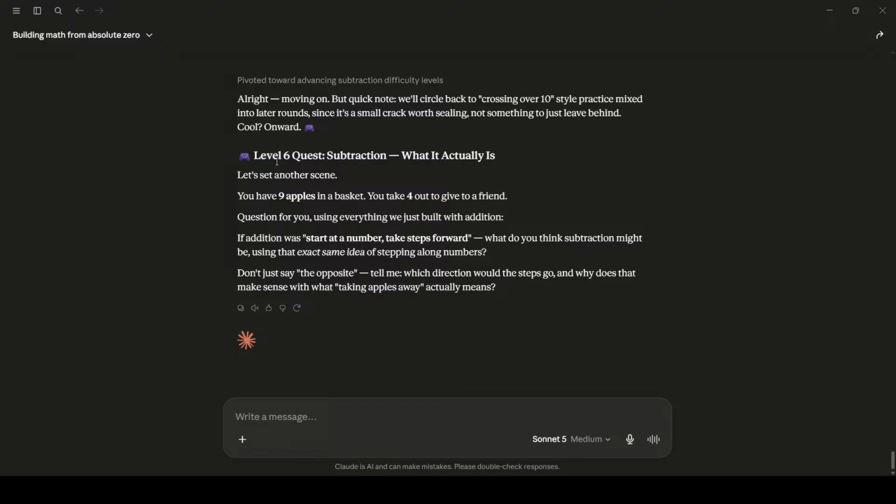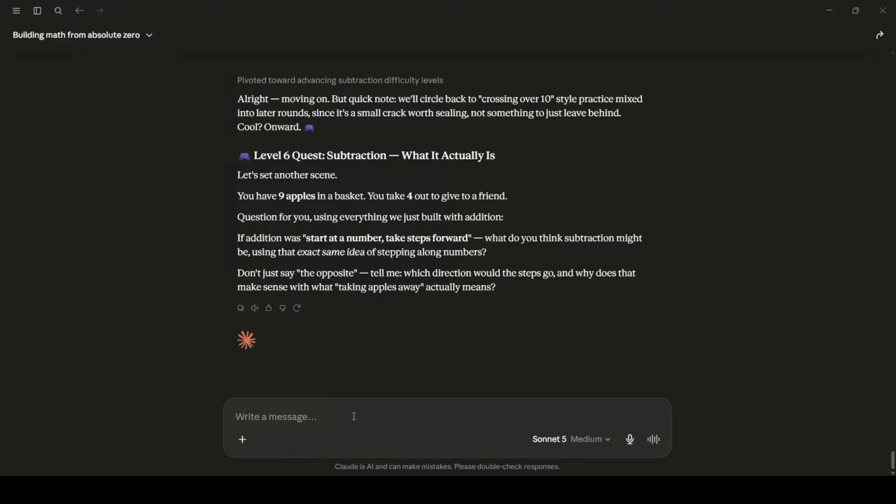Subtraction is really similar to addition. In addition, we mush the numbers together, whereas in subtraction, we just take numbers out. It's as simple as that. With 9 apples in the basket, you take 4 to give to a friend. Question for you: if addition is start with the number and move forward, what do you think subtraction means?